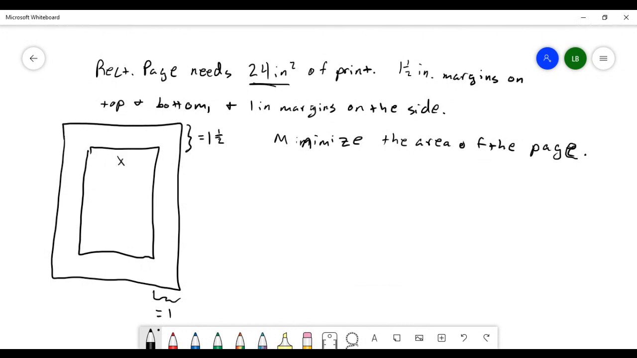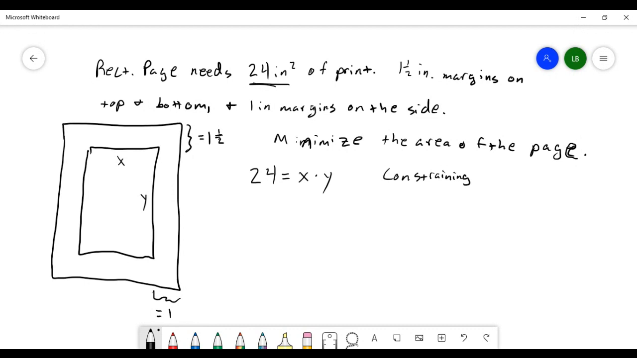So I'm going to start with defining some variables. We're going to say that this is x and this vertical is y. So then this 24 needs to be equal to x times y, right? Because that's the area of our print. This is our constraining equation because it uses this 24 inches squared of print.